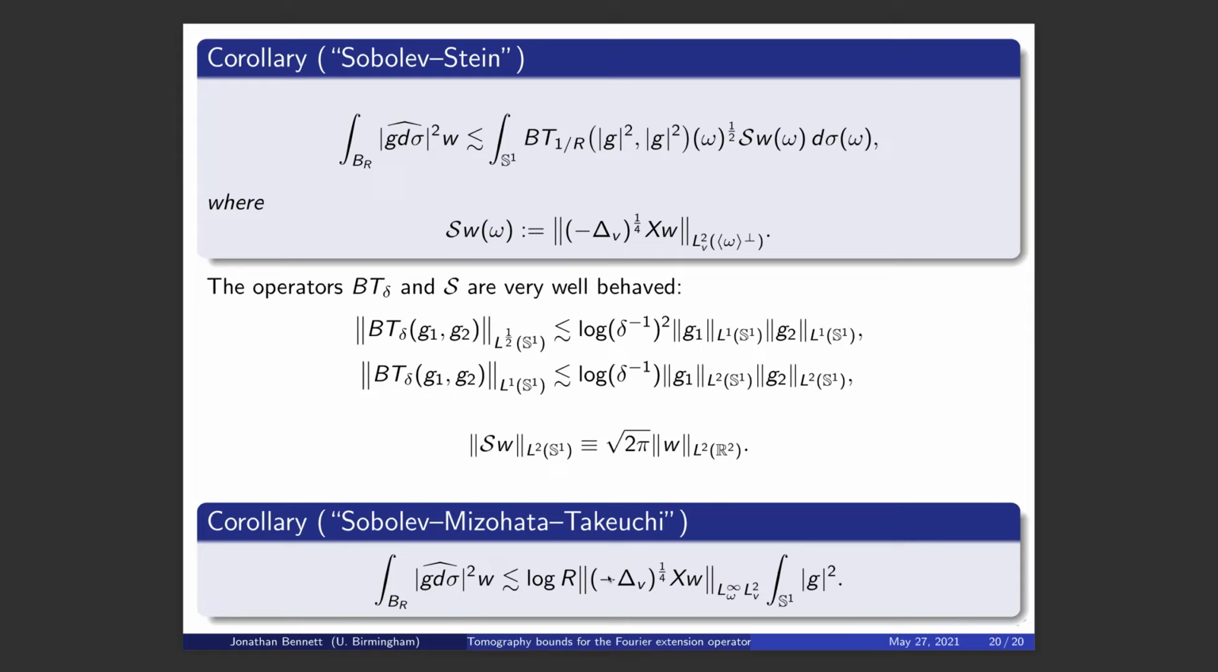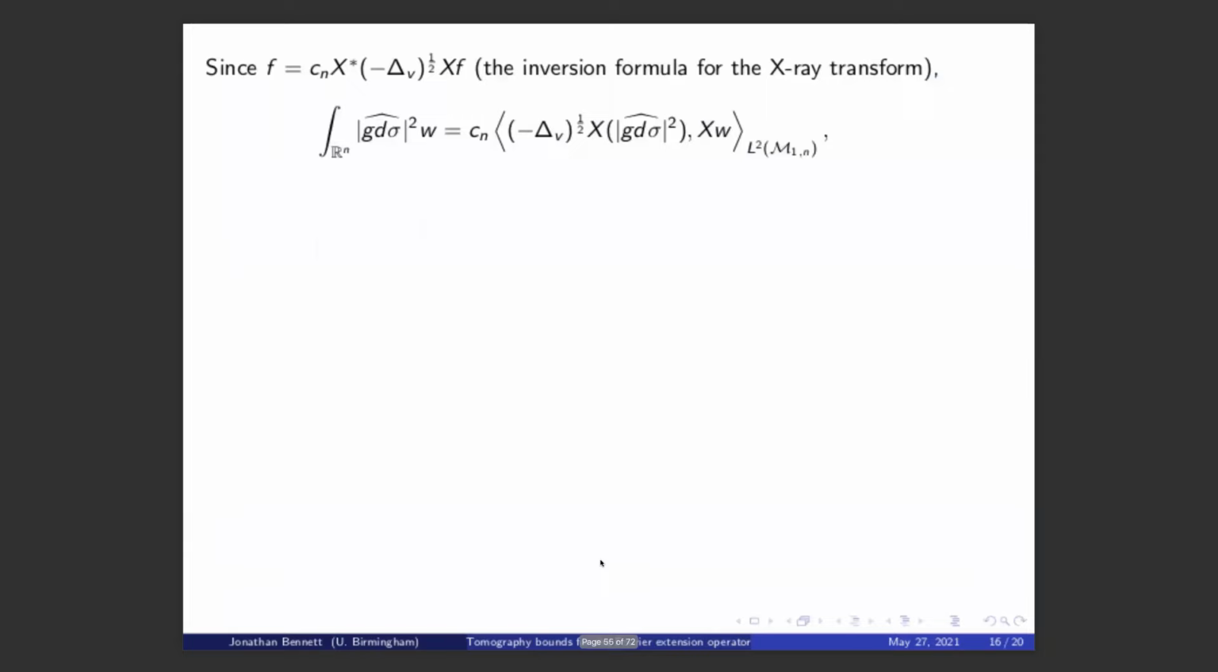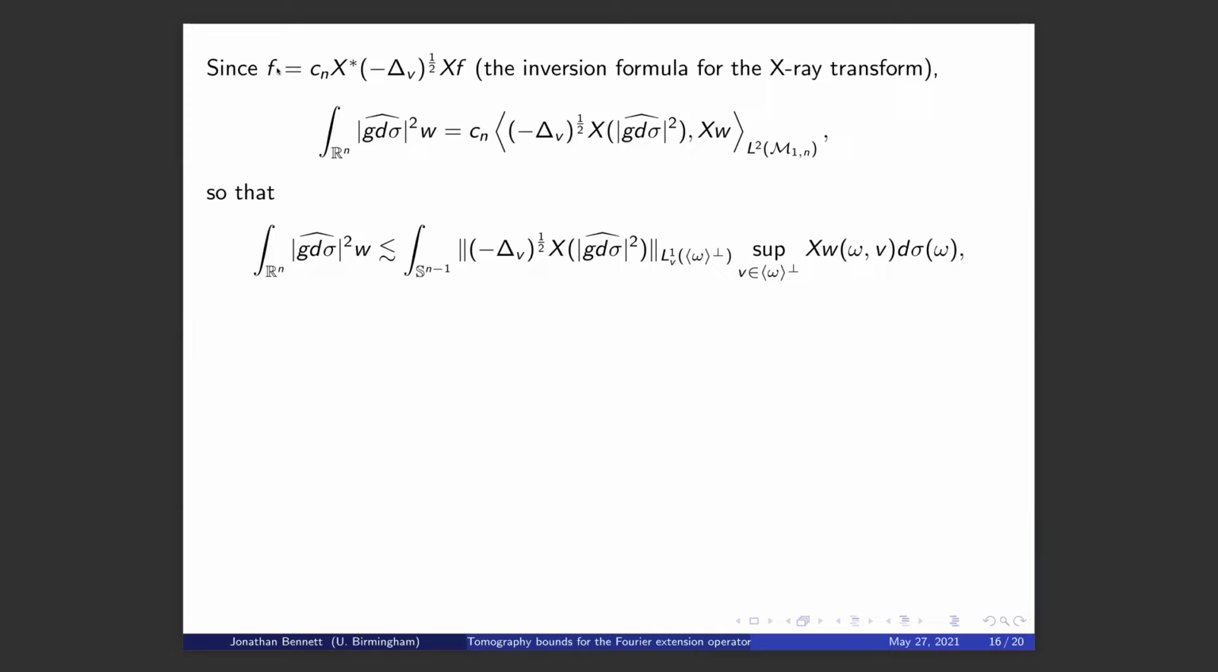So I guess the real moral of the story comes from looking at the inversion formula. I can write |g dσ hat|² in terms of the X-ray transform applied to |g dσ hat|². And the X-ray transform applied to |g dσ hat|² computes L2 norms on lines. And I can understand those L2 norms on lines using Plancherel's theorem. So I get to access the oscillation, orthogonality rather, the classical L2 orthogonality via that. And this gives me a representation for my extension operator, which has already accessed that classical L2 orthogonality on all of these lines in Rn.